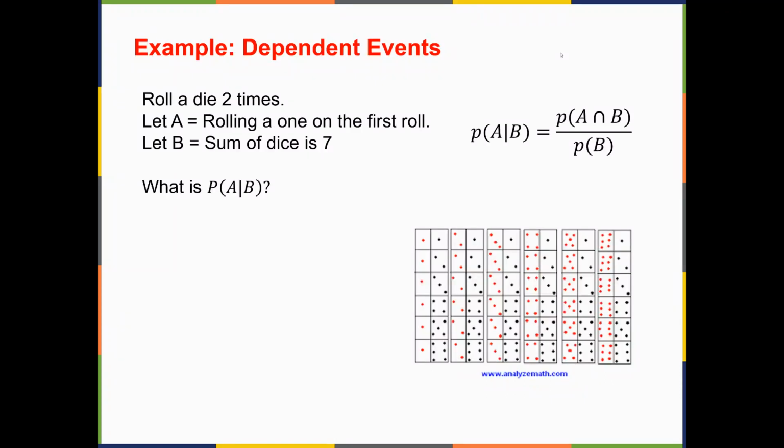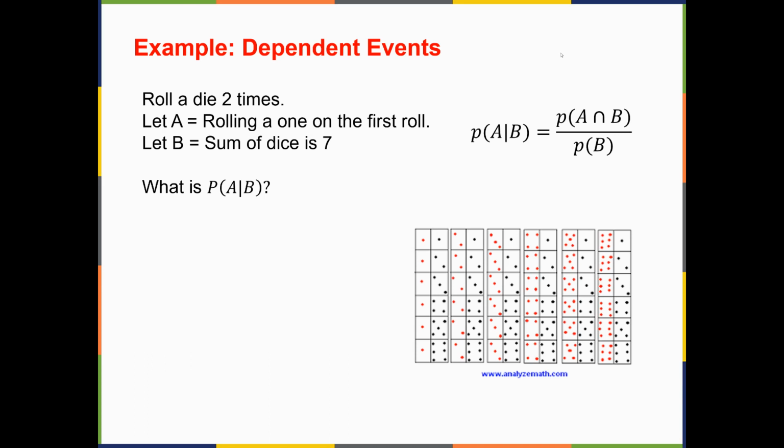All right, let's go over an example of dependent events. Let's roll a die 2 times. You may say this is an independent event, but it isn't in this situation, because my event A is that we roll a 1 on the first roll, but my event B is that the sum of the dice is 7. If I roll a 1 on the first roll, that's going to change the chance of me getting a 7 on the second roll, right? Does that make sense to everyone? Those probabilities are dependent, because if I got a 1 on the first roll, it changes how many ways I can add up to 7.